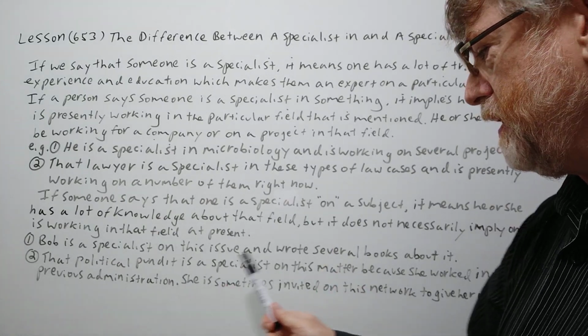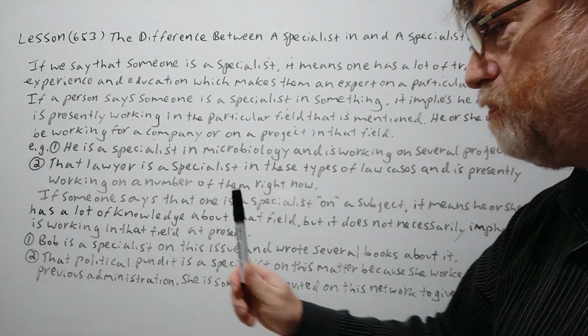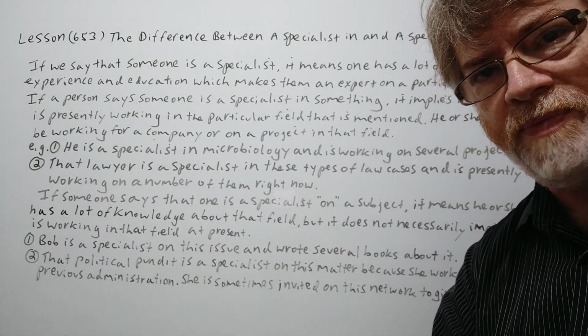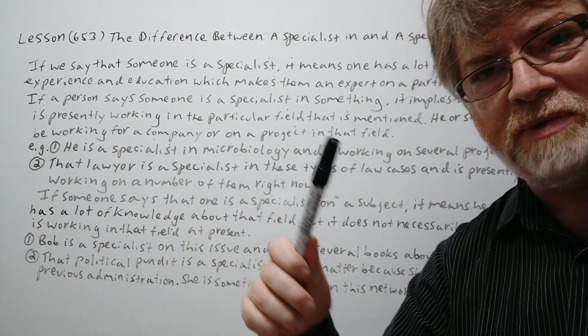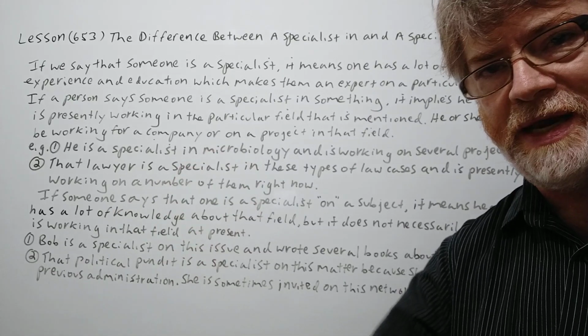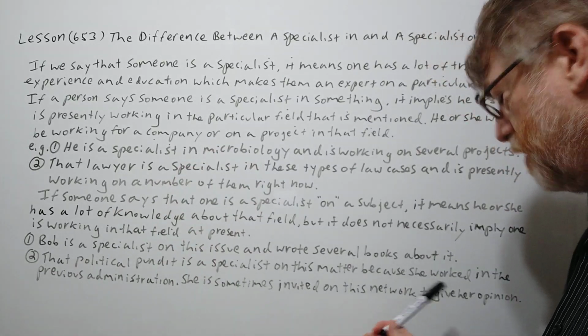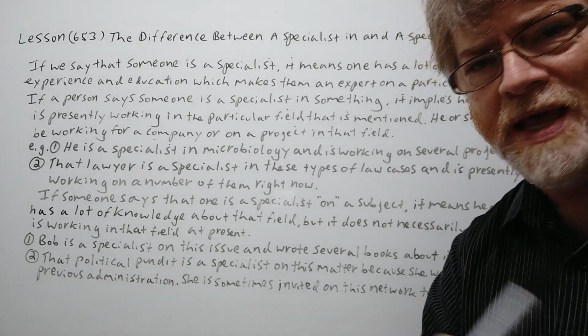Let's continue. We got a second one. That political pundit is a specialist on this matter because she worked in the previous administration. So when a new administration came in, she was probably let go. So she doesn't have that job in the government anymore. She is sometimes invited on this network to give her opinion. Yeah, so this happens a lot.